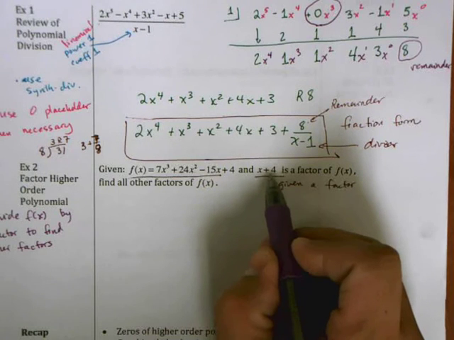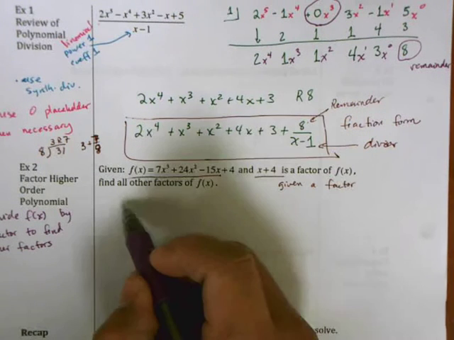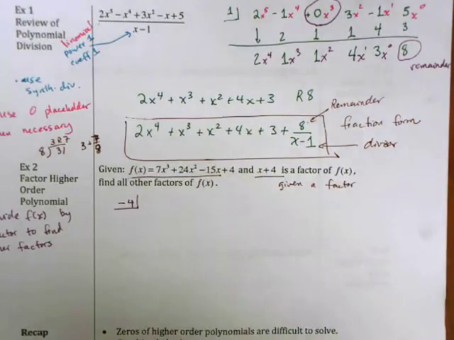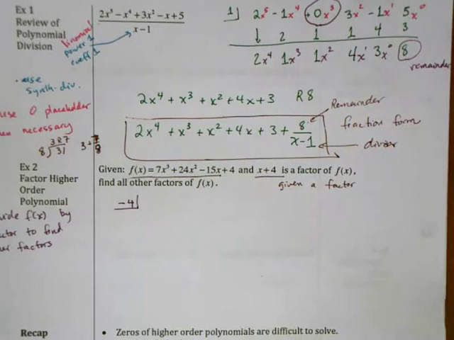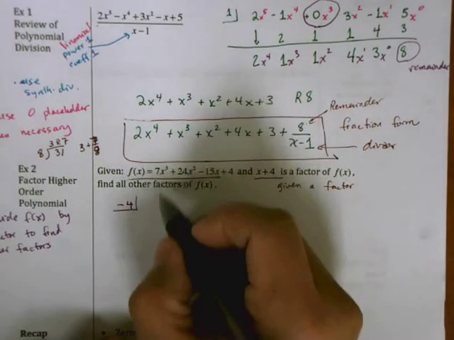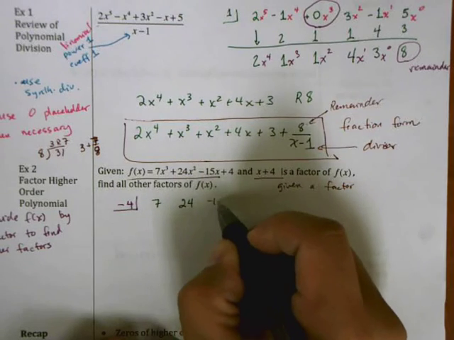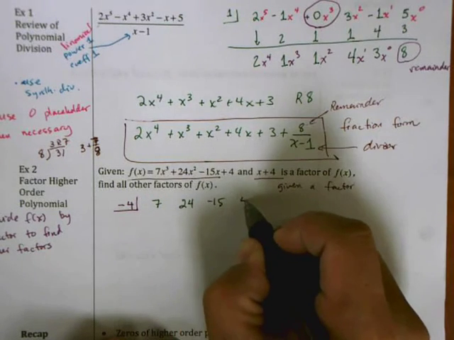We're always reversing this number, so this is x plus 4, so negative 4 goes in the box here. And again, the reason for this is we just want to be able to add instead of having to subtract at each step. That's the main difference here. There's really nothing else to it. The coefficients are 7, 24, negative 15, and 4.